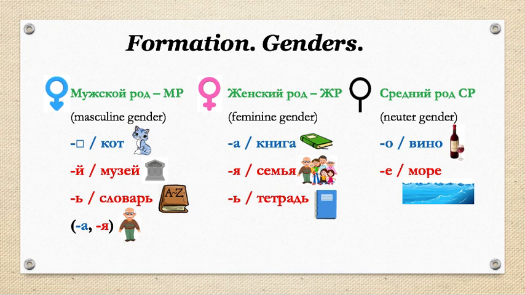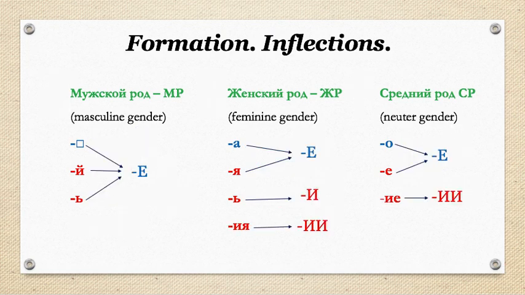When you know the ending and the gender of a noun, it's much easier to put it in prepositional case. If you follow these simple rules, you will do this easily. So, masculine gender, it doesn't matter what ending we have, in prepositional it takes "е".